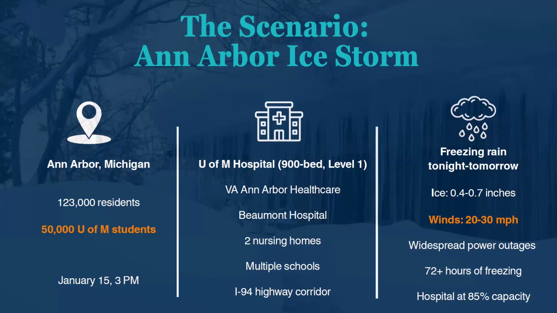Context. It's mid-flu season. University health services have reported increasing respiratory illness cases. U of M hospital is at 85% capacity. Multiple providers are out sick. And the power grid in the area hasn't experienced a major ice storm in a decade, and infrastructure has aged. Now you've got it. Let's start the exercise.